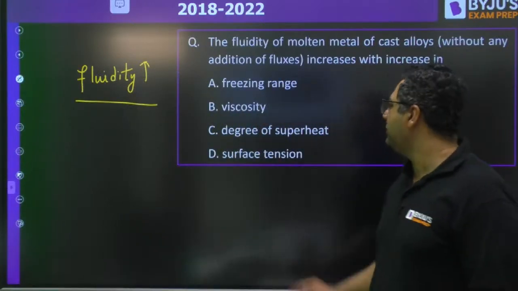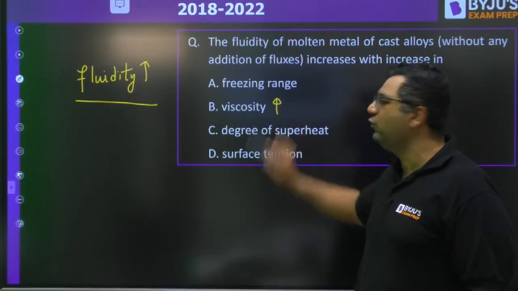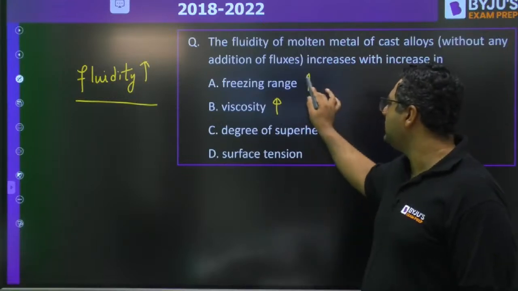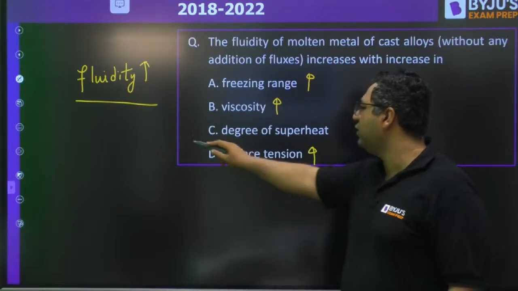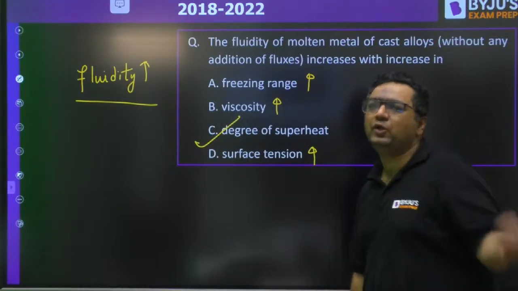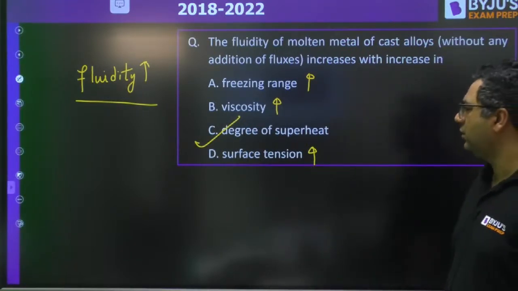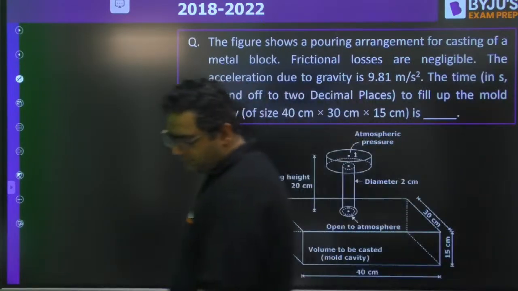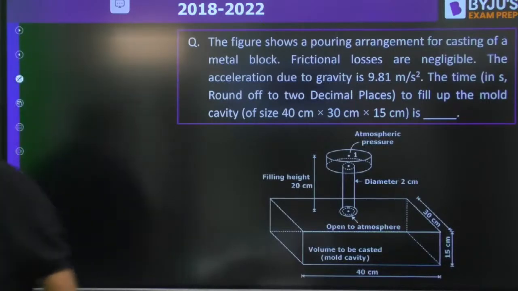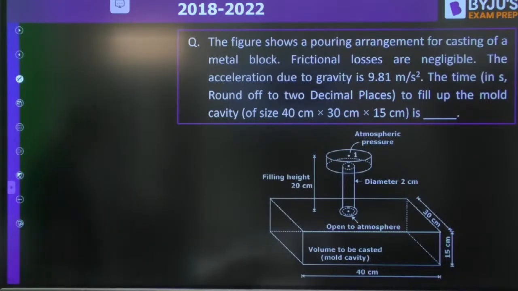It is very much obvious, if viscosity will increase, fluidity reduces. Freezing range increases, fluidity reduces. Surface tension increases, it will reduce. Only degree of superheat. More heat you give, more fluidity there will be. Next question. This is a numerical again, guys.